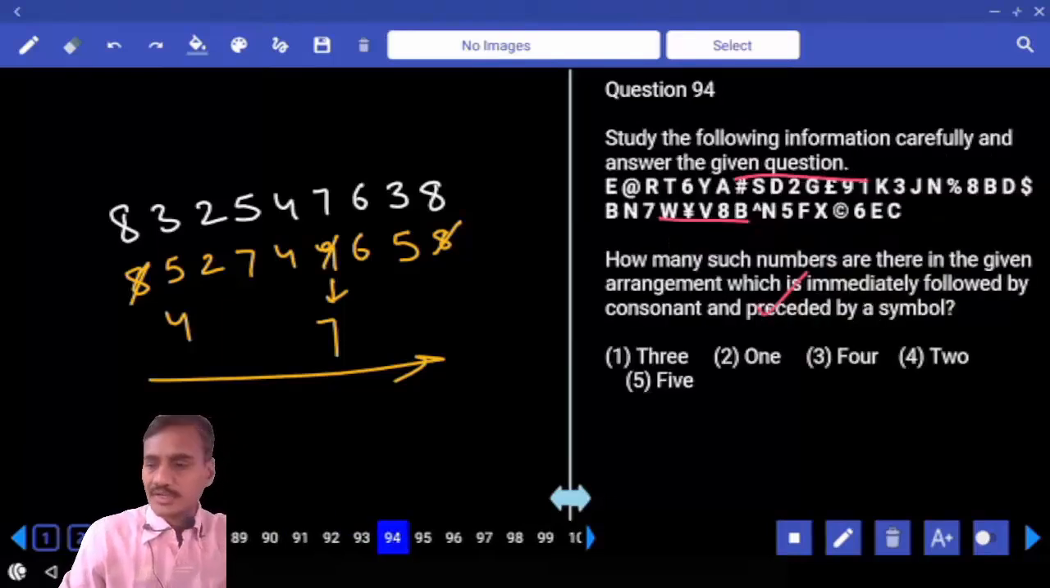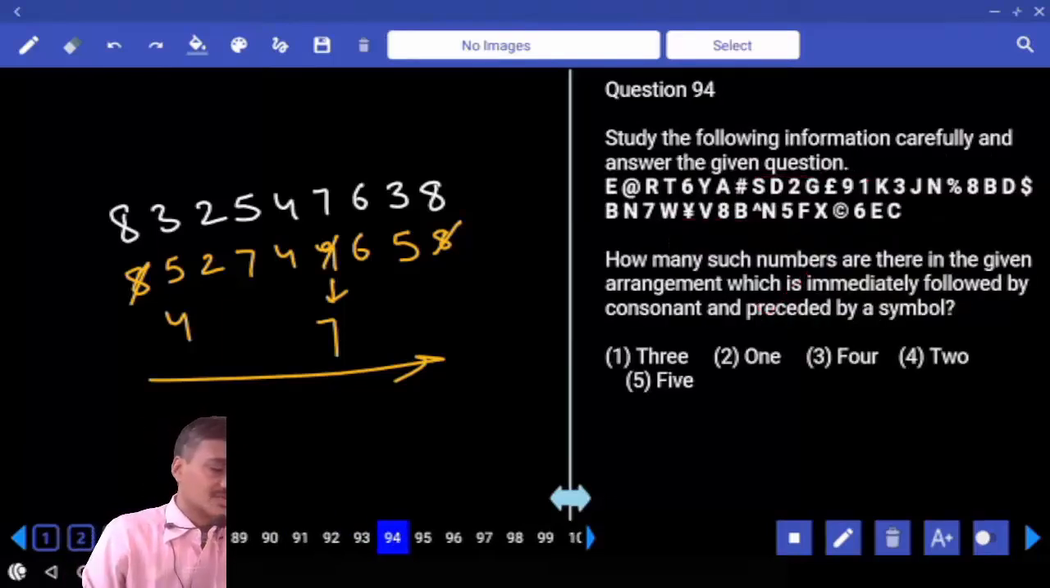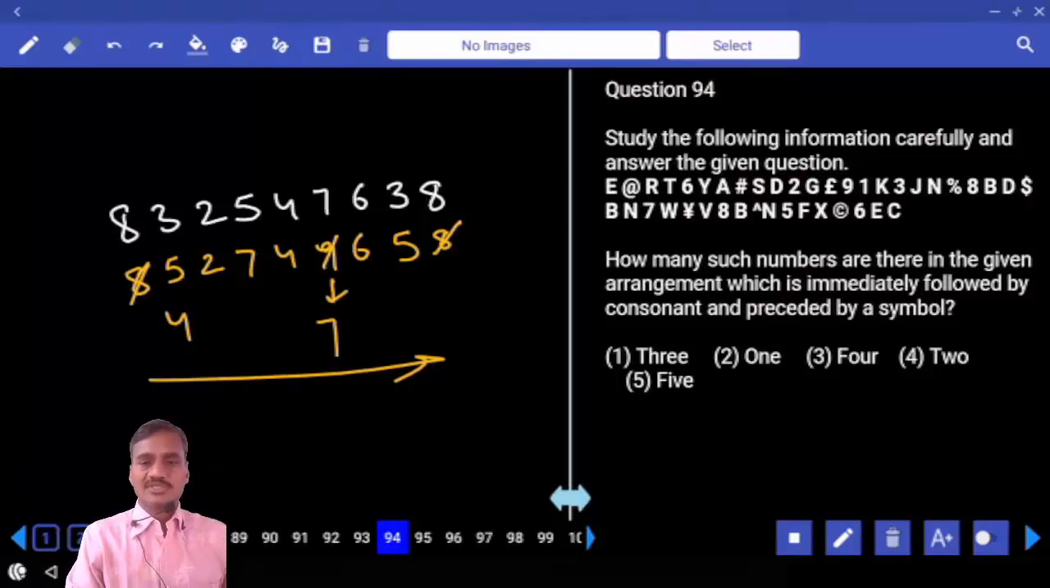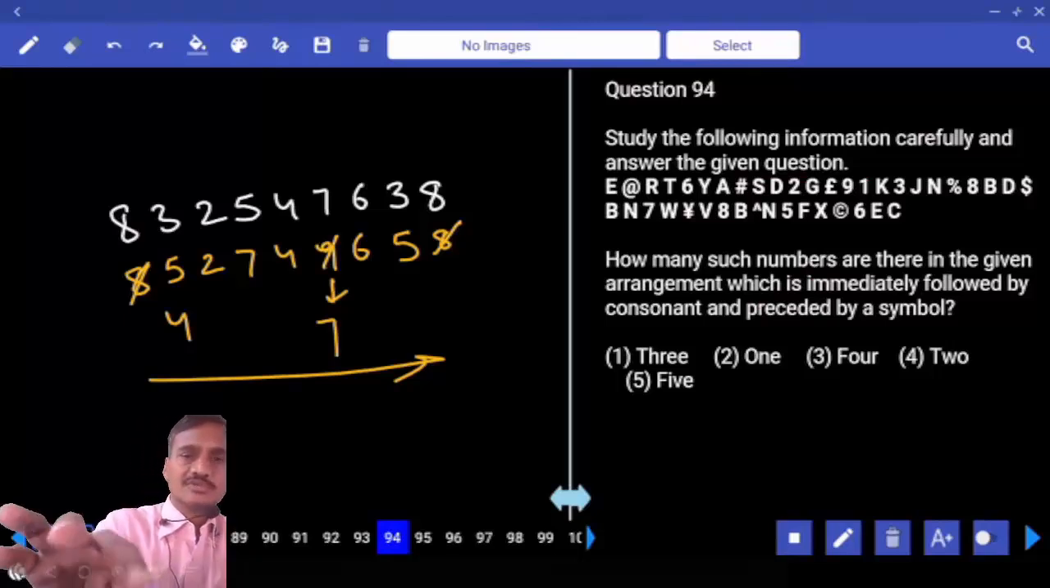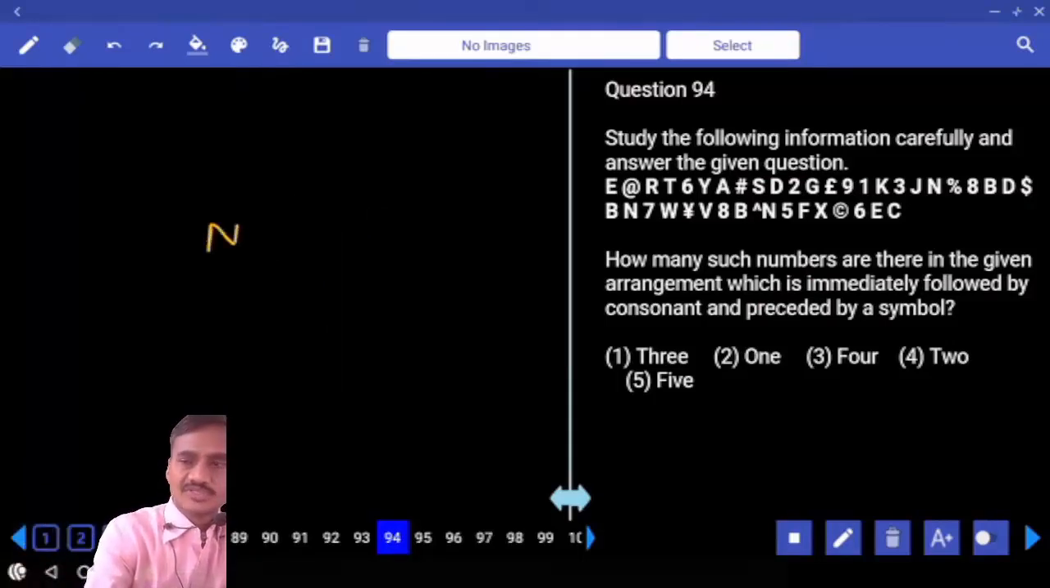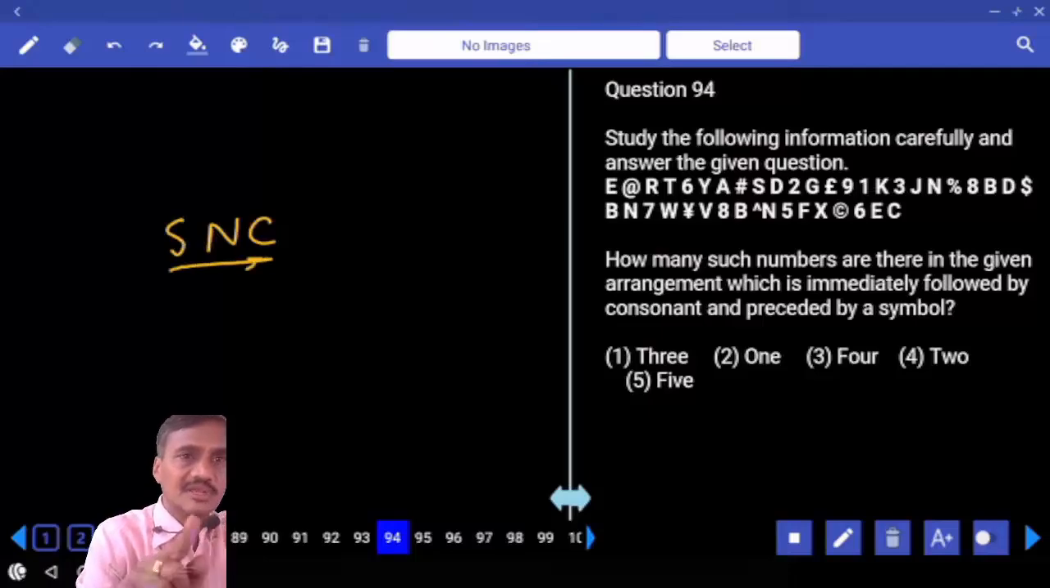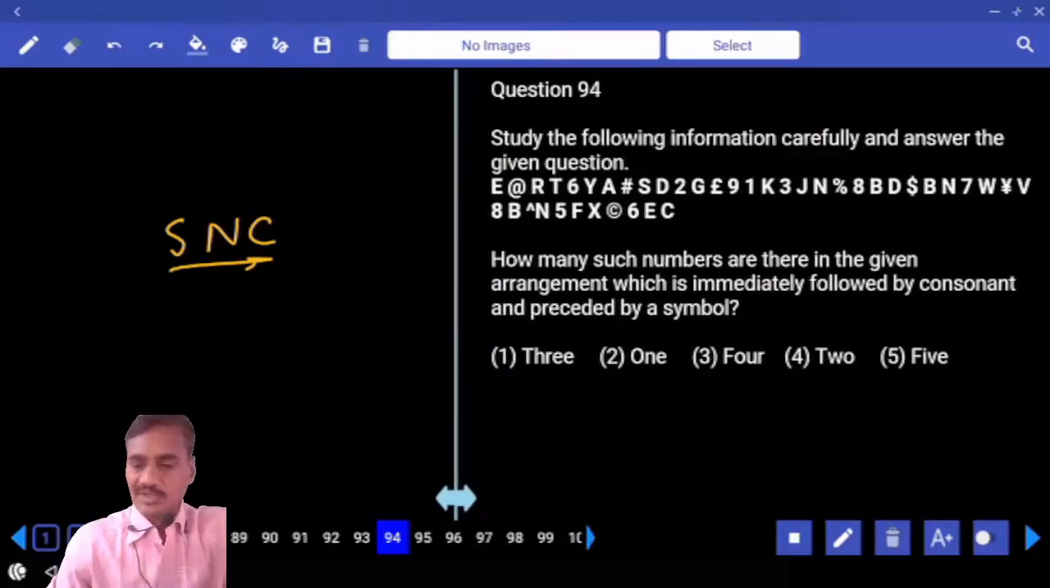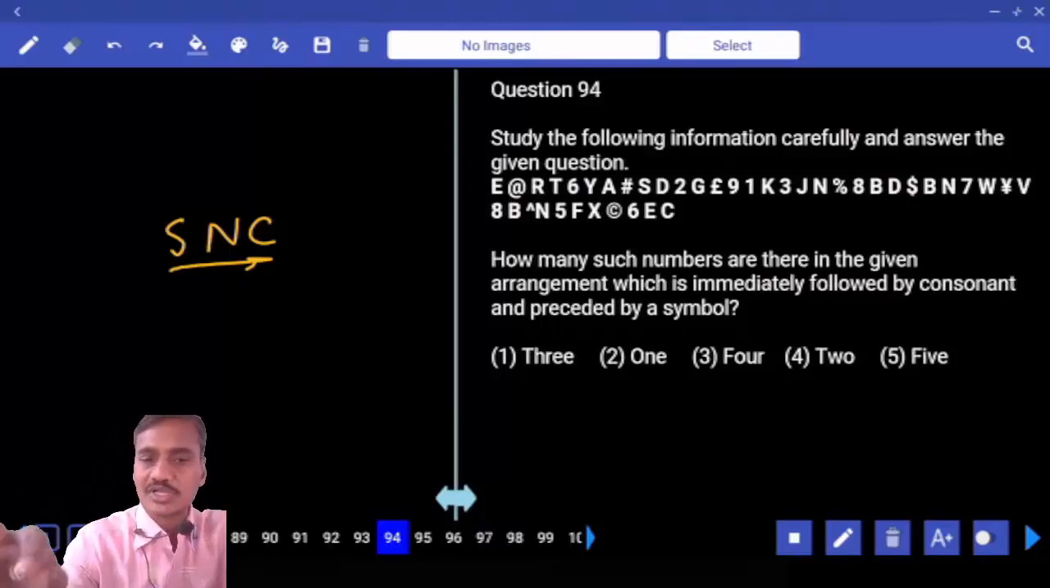And next one, 94 onwards. Now in this question number 94, how many such numbers are there? The question is about what number? How many such numbers are there which are immediately followed by a consonant, and immediately preceded by a symbol? Symbol, number and a consonant ఉండాలి. Symbol, number and a consonant అంటే directly let us start with the symbol.